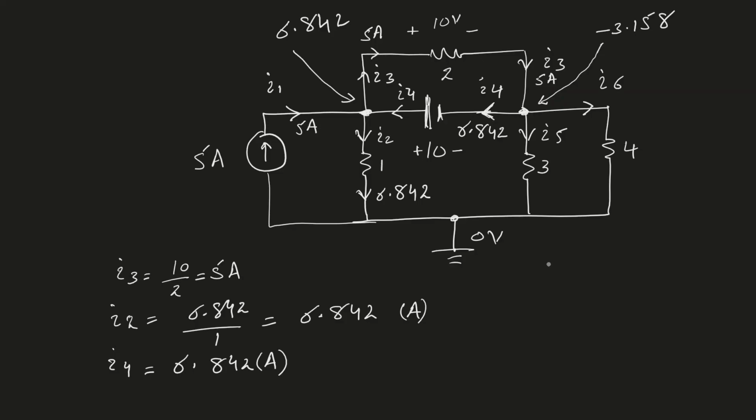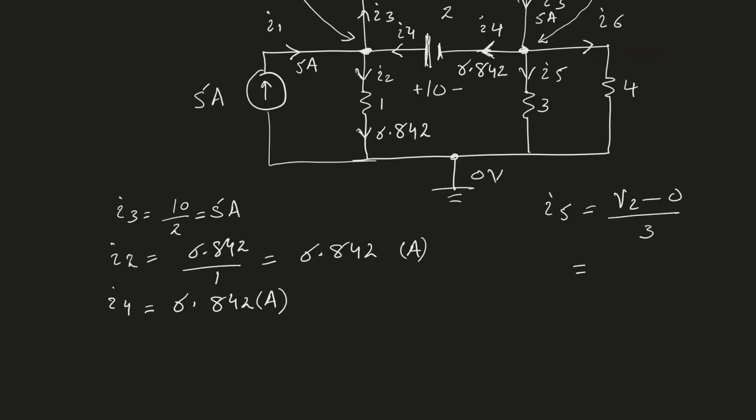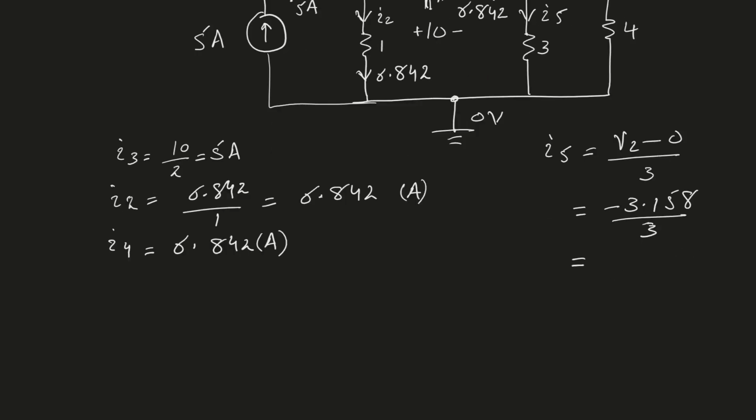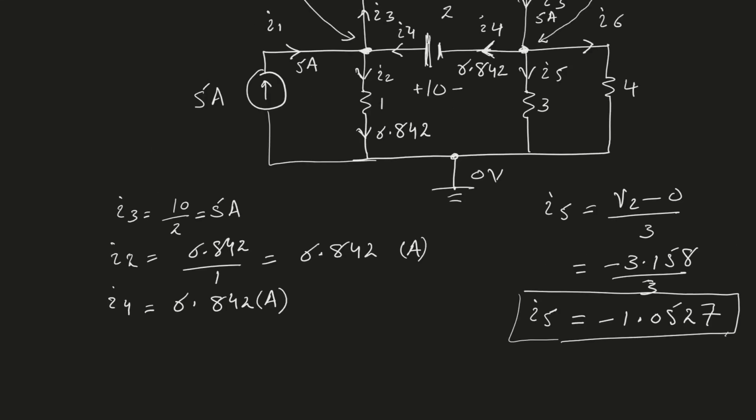Let us calculate I5 now. I5 is V2 minus 0 divided by the resistance value, which is 3 ohms. We calculated V2 and found that it is negative. And V2 is negative 3.158. So we have negative 3.158 divided by 3 ohms, which equals negative 1.0527. This is I5.